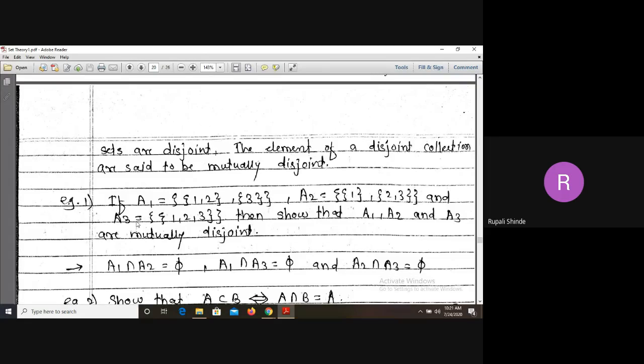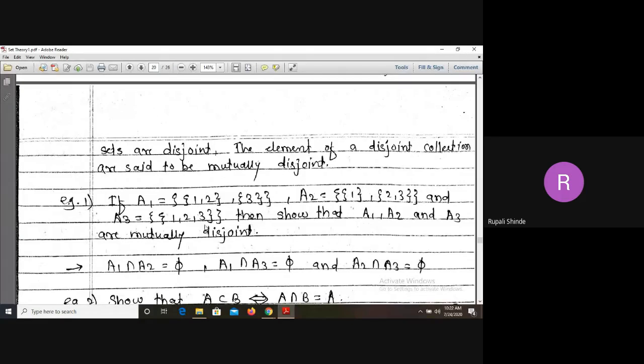A3. No, again nothing is common because A1 is containing two elements. First element is set {1, 2} and second element is set {3}. But if you look at A3, it is just containing one element, and that is set {1, 2, 3}. That's why nothing is common between A1 and A3. That's why A1 intersection A3 equals phi. So these are mutually disjoint.